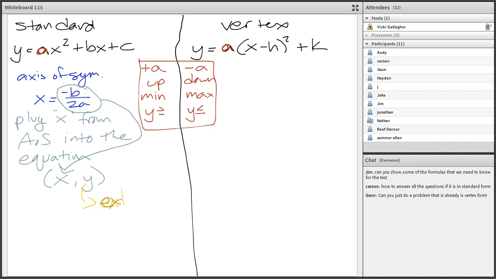That's called the extreme. So the y number from the vertex is called the extreme, and the y number from the vertex is also the number that you're going to put for your range.